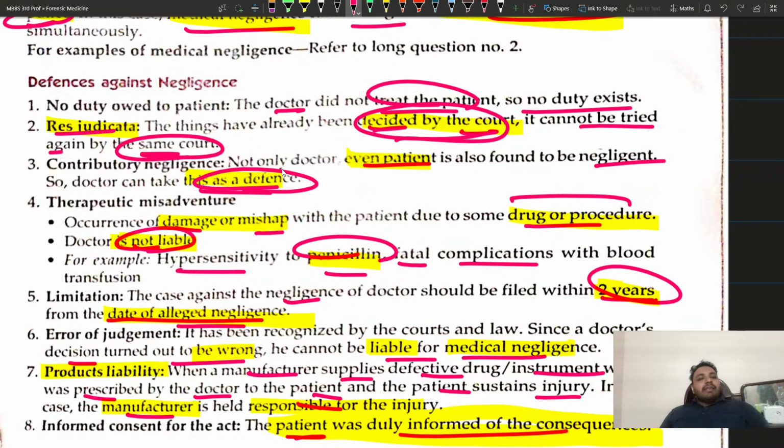Repeatedly asking whether everything is okay, the patient never said even a single thing. But now something has happened to his leg, and now he's taking you to court for this. But over there, you can also mention this thing.